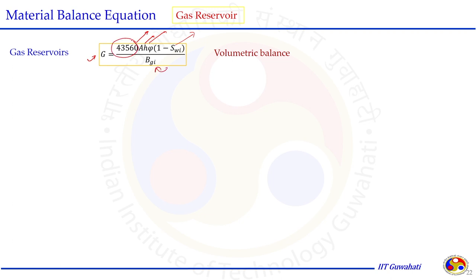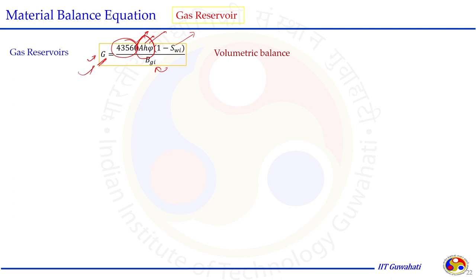The numerical coefficient appears because of the unit conversion; area is measured in acres while the height is measured in feet. So this is the way we can get the initial gas present in the reservoir if the parameters on the right-hand side of this expression are known. Or, if we get the value of G from the previous study with the straight line concept, we can get some of the information of the reservoir using this equation.